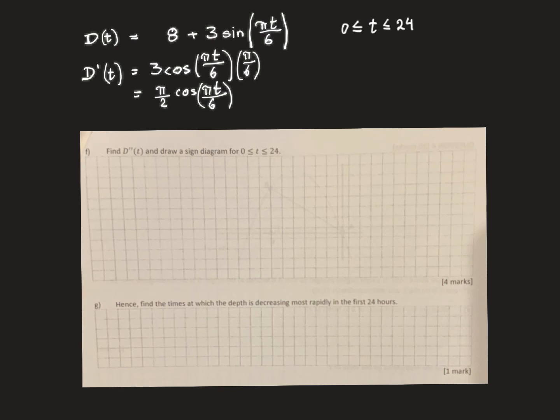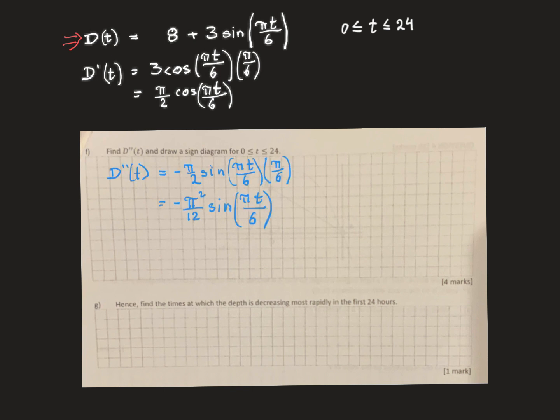This is the question about the depth of water in meters at the end of a suburban jetty, which was modelled by the equation above here. So I'm going to bypass all the questions A, B, C, D, E and go straight to F here. And we want to find the d double dash, which is the second derivative, and draw a sign diagram for it.